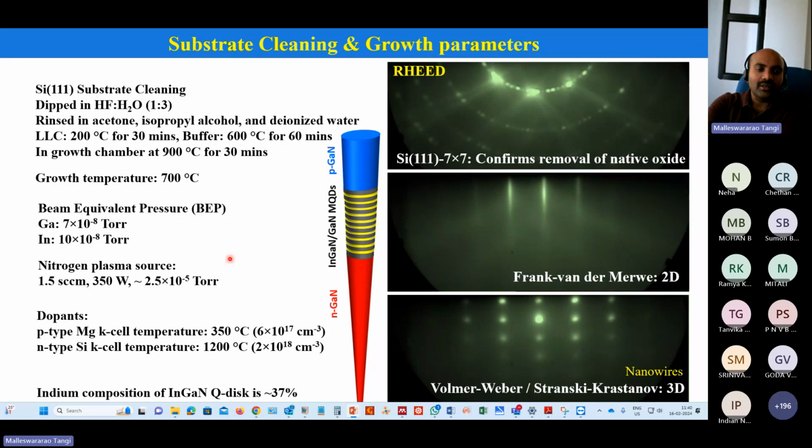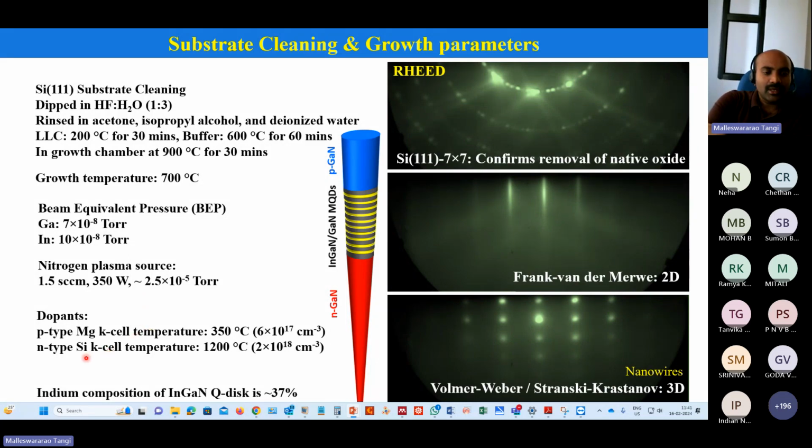And we grew gallium nitride first, n-type gallium nitride, by doping silicon into the material at 700 degrees centigrade. The gallium and indium fluxes were calibrated using a beam flux monitor by noting down beam equivalent pressure values. The nitrogen plasma conditions are a nitrogen flow rate of 1.5 SCCM at 350 watts. When we use the nitrogen plasma source, the chamber pressure will be a bit higher, around 10 power minus 5 torr.